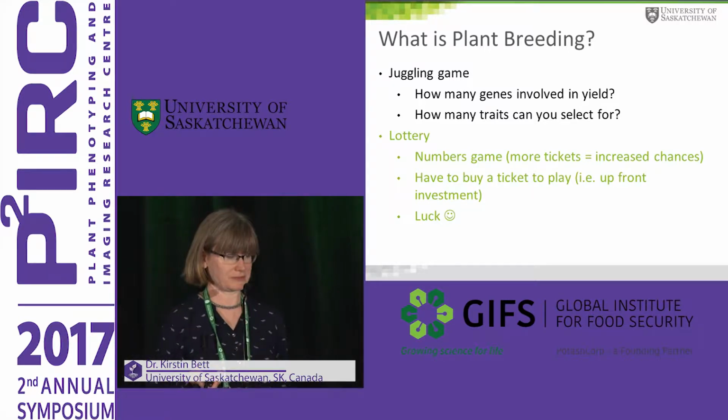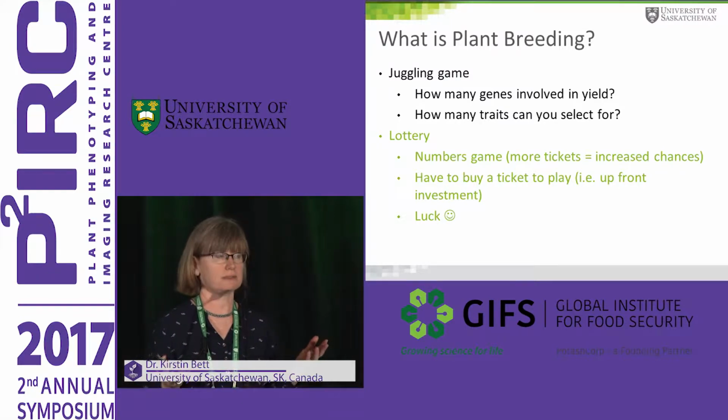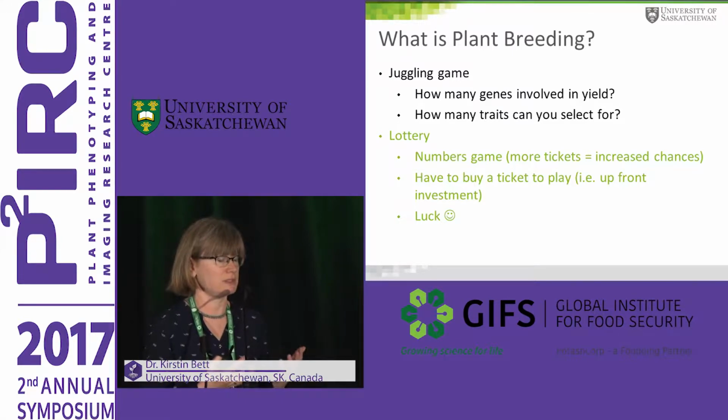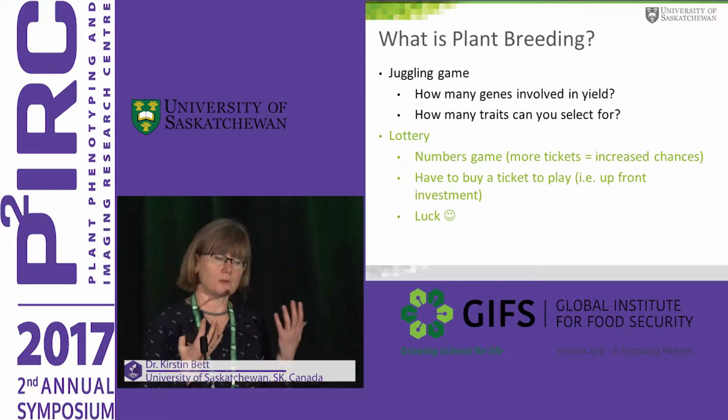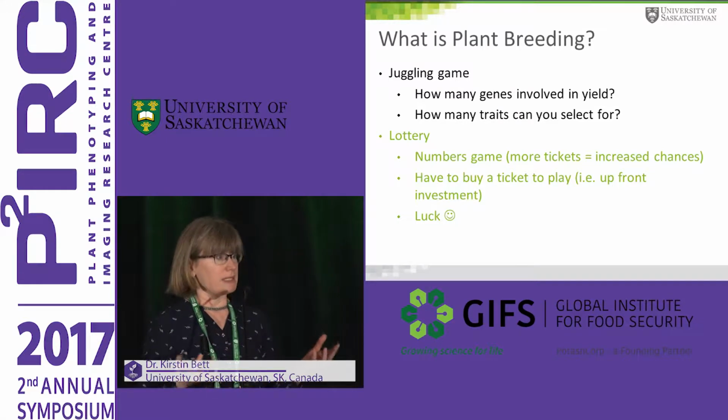Okay, just another thing about plant breeding, it is a juggling game. So how many genes do you think are involved in yield? I would argue every gene in the plant has something to do with your yield, right? And so what are you actually selecting for? How many traits can you actually select for? How many traits can you handle at once in a program, right?